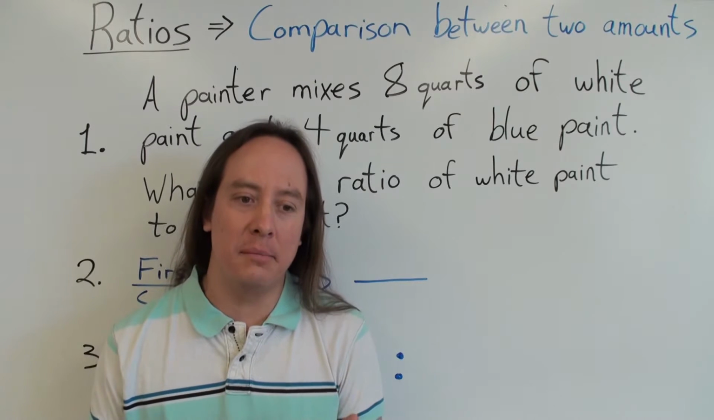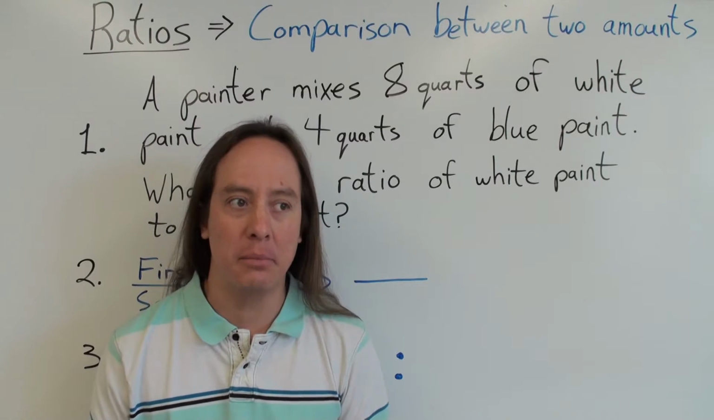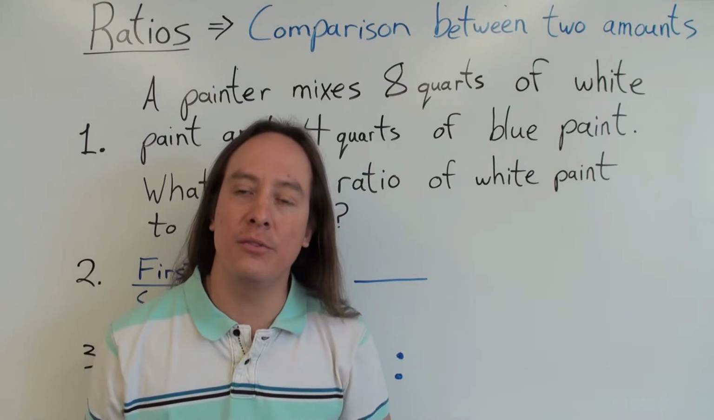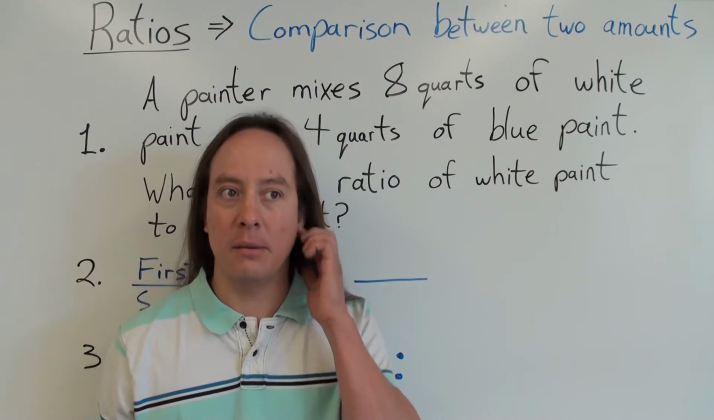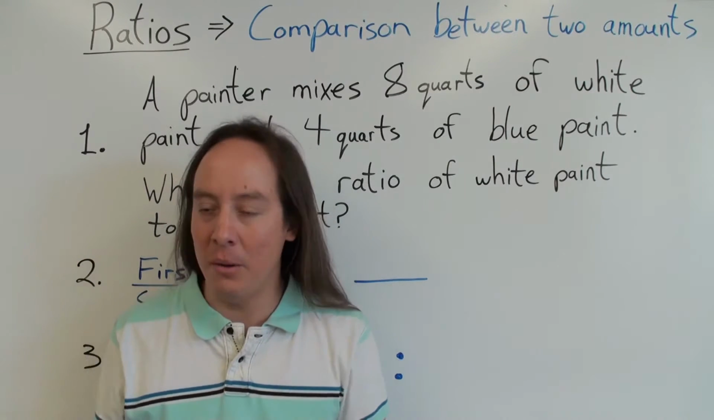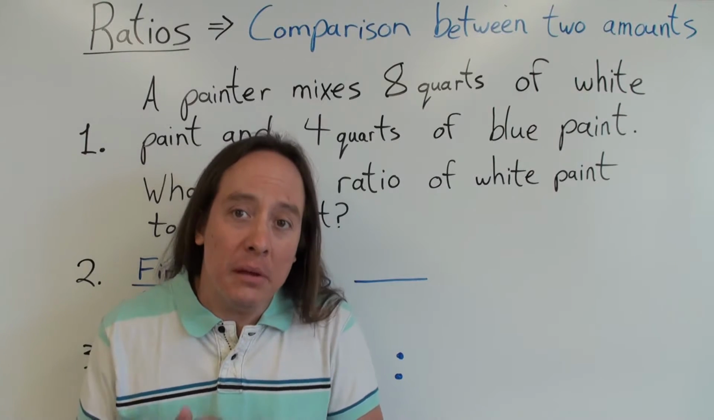Now these two amounts can be in the same unit of measure. They can be both in feet, for example, something that's measured in feet compared to something else that's measured in feet. Or it can be the comparison between something measured in inches, also compared with another amount that is measured in inches. The same unit. Or they can be of different units.